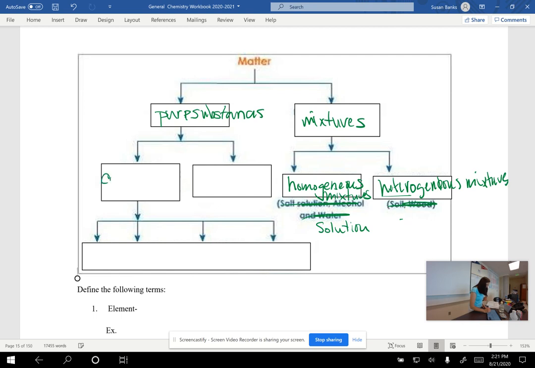Pure substances, we have two main pure substances. We have compounds and we have elements. Okay? Pure substances are things that you can write a chemical formula for. So elements are just made out of one type of atom. Compounds are made out of two or more types of atoms.